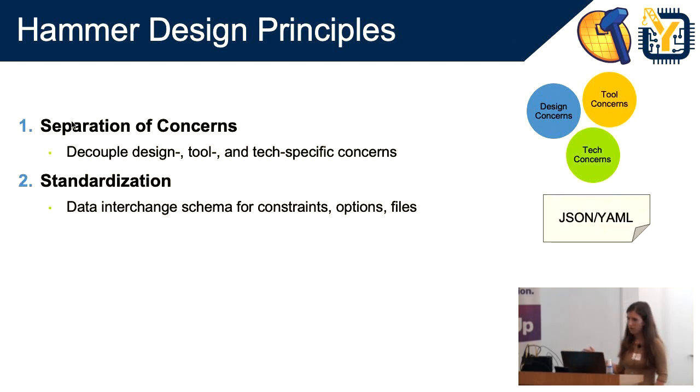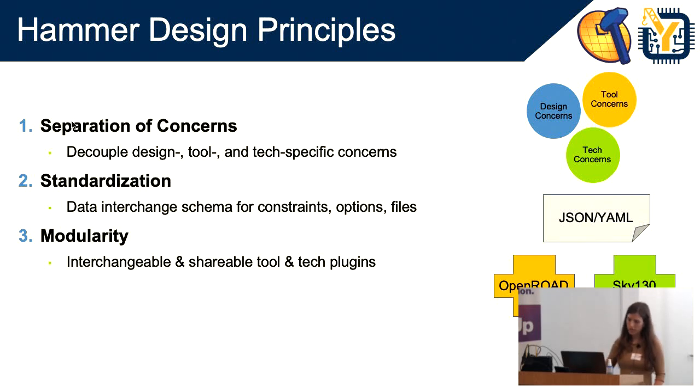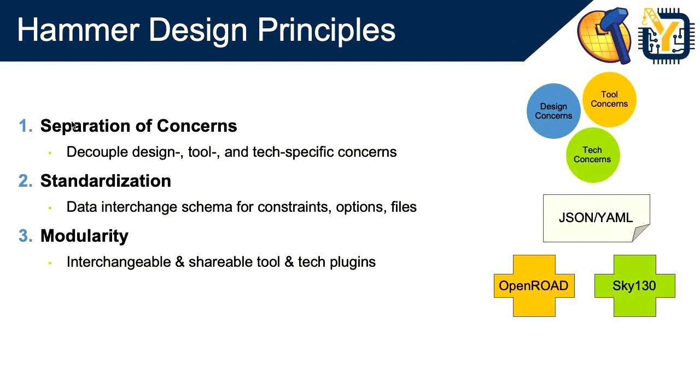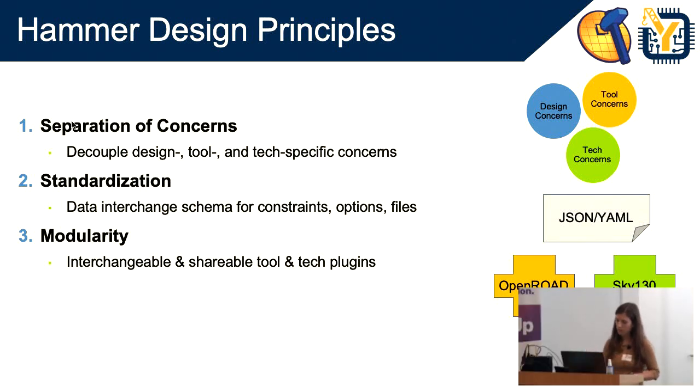Again, we talked about Tcl scripts being mostly what these tools ingest, among other things, but what we want is a standardized format where we can pass constraints between tools. So we feel like something like JSON or YAML, something that's human readable and can be passed along, works best. The next thing is modularity. We want to be able to interchange tool and technology plugins so that we can swap out CAD tools or swap out technologies and have to do minimum configuration to get this new flow to work.